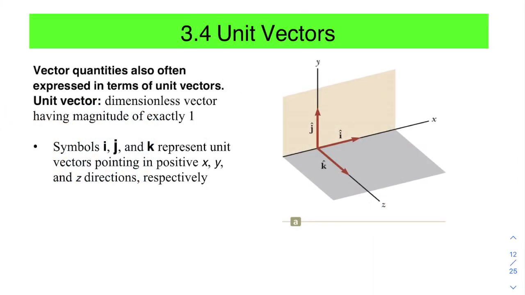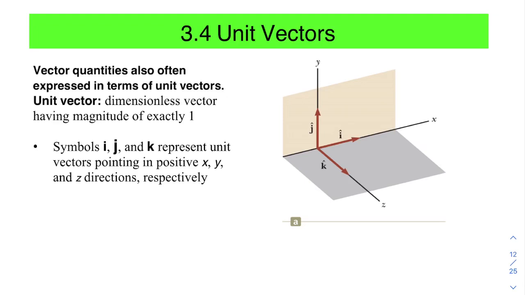Continue to 3.4, unit vectors. Vector quantities are also often expressed in terms of unit vectors. What is a unit vector? It is a vector that is dimensionless, having a magnitude of exactly 1. The symbols used to represent the unit vectors are i, j and k, representing the unit vectors pointing along the x, y and z axis or direction respectively.